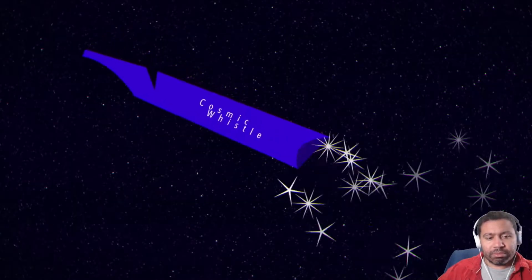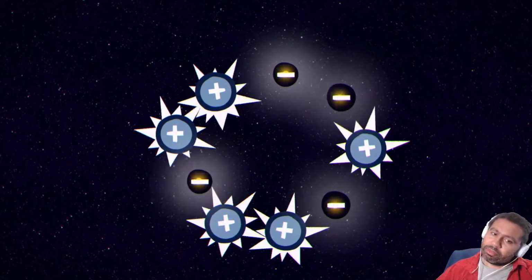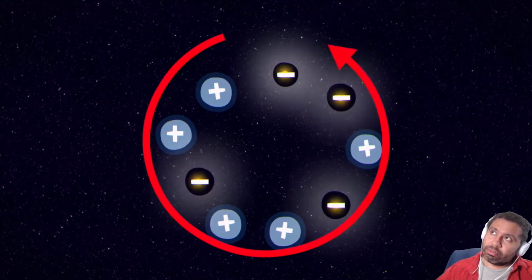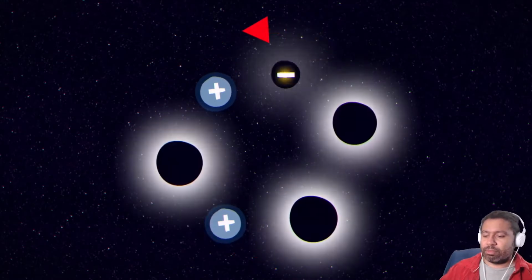At the blow of a cosmic whistle, every particle of matter with a particle of antimatter to its immediate right will merge with that antiparticle.